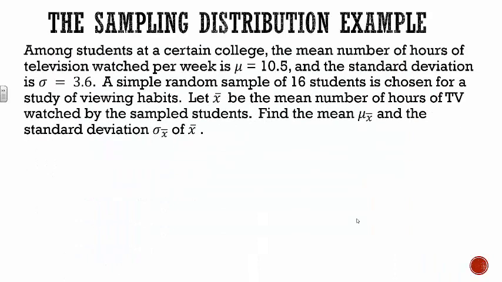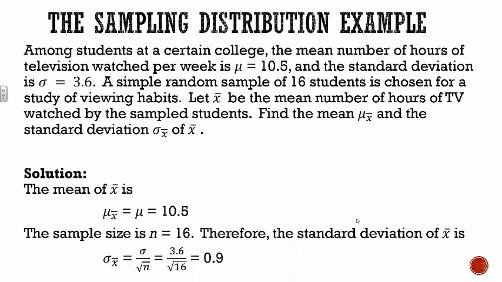All right, so example, it says among students at a certain college, the mean number of hours of television watched per week is 10.5 and the standard deviation is 3.6. A simple random sample of 16 students is chosen for a study of viewing habits. Let X bar be the mean number of hours of TV watched by the sample students. Find the mean and the standard deviation of the sample.